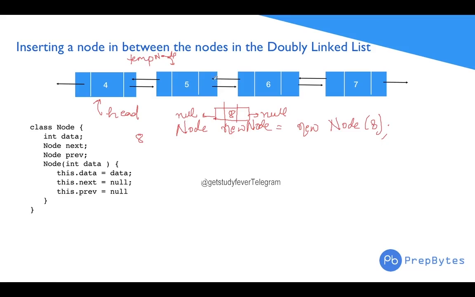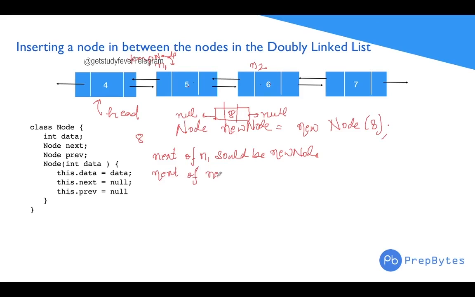We have to put this in between these two nodes. Let's see what operations we have to do. For this to come in between, let's say I call this N1 and I call this N2. The next of N1 should point to new node. So I say next of N1 should be new node. And then the next of new node should be N2.